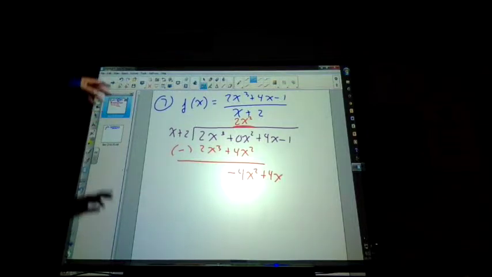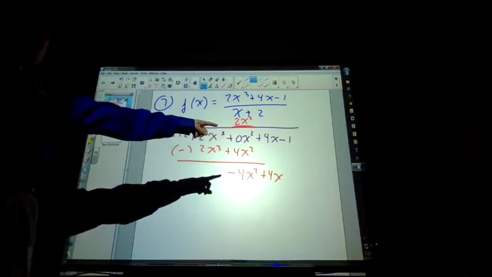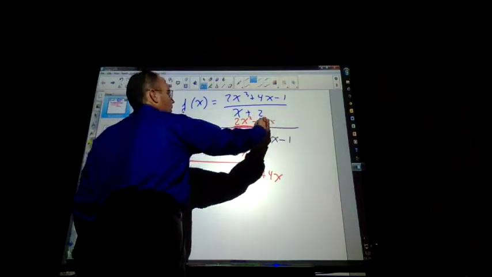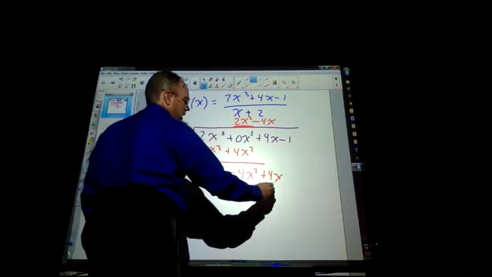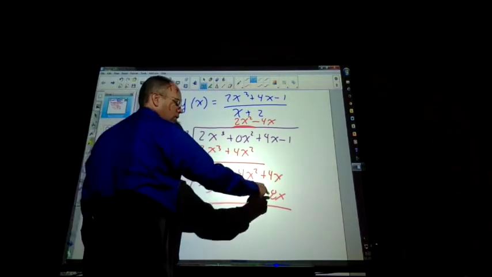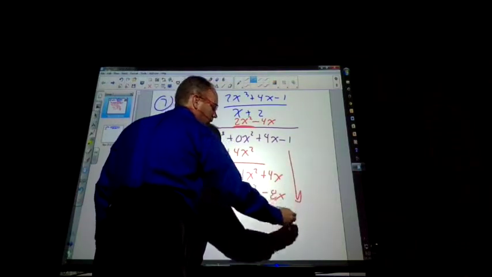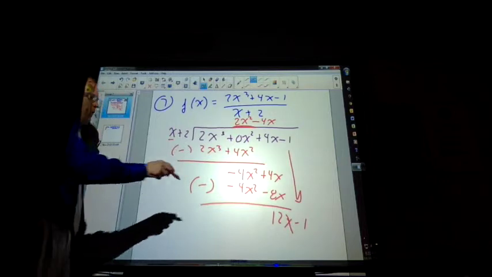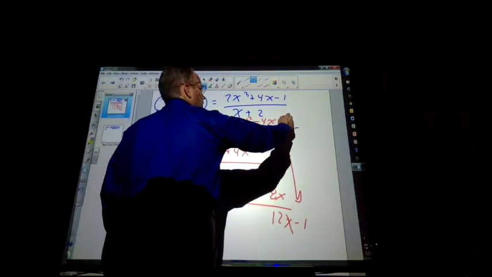Now what should I multiply this x by in order to make it negative 4x squared? Negative 4x. Negative 4x times that, negative 4x squared, minus 8x. Again, we're subtracting, so those cancel. Negative, negative becomes positive, so that becomes plus 12x. Bring down the negative 1. What should I multiply x by in order to get 12x? Plus 12.